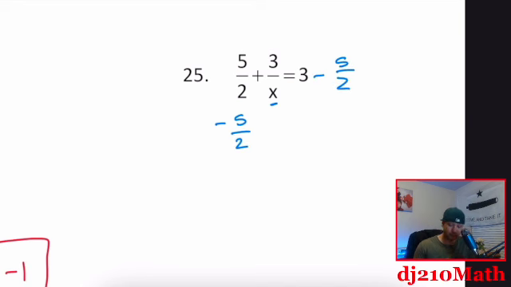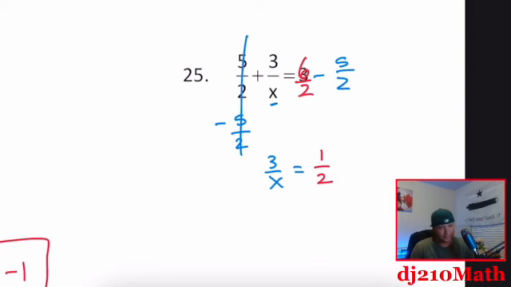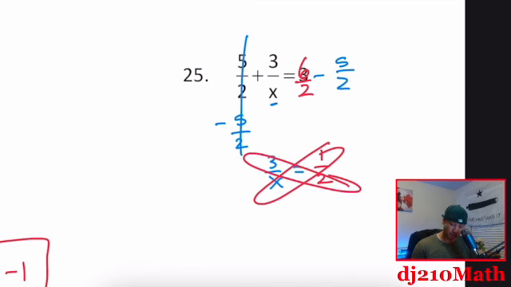5 over 2. Cancel. So 3 over x is equal to what? 3 minus 5 halves. So if I get a common denominator, this is really 6 over 2. Right, 6 over 2 is 3. So this is 6 minus 5, which is 1/2. And look, this is nice, right? This is nice. Cross multiply, 3 times 2 is 6, x.